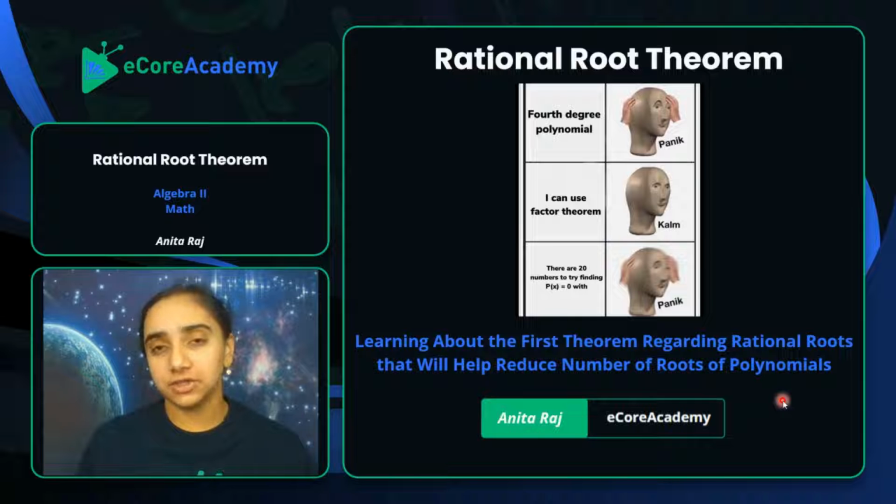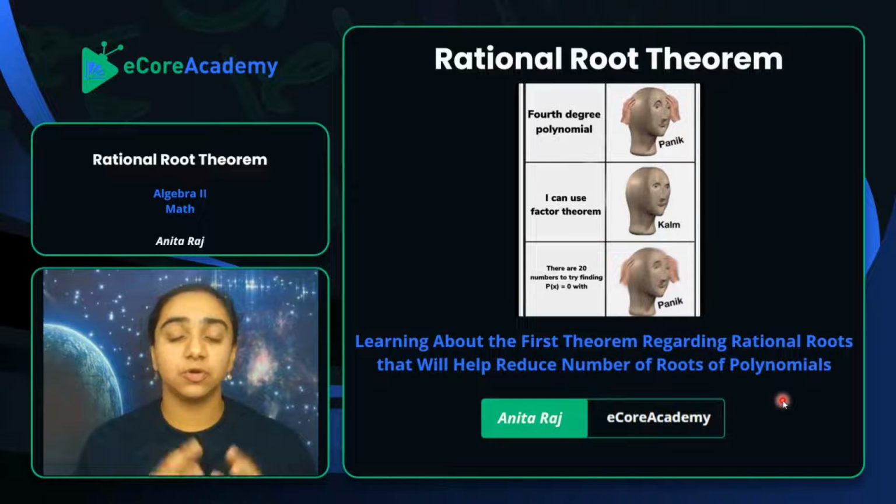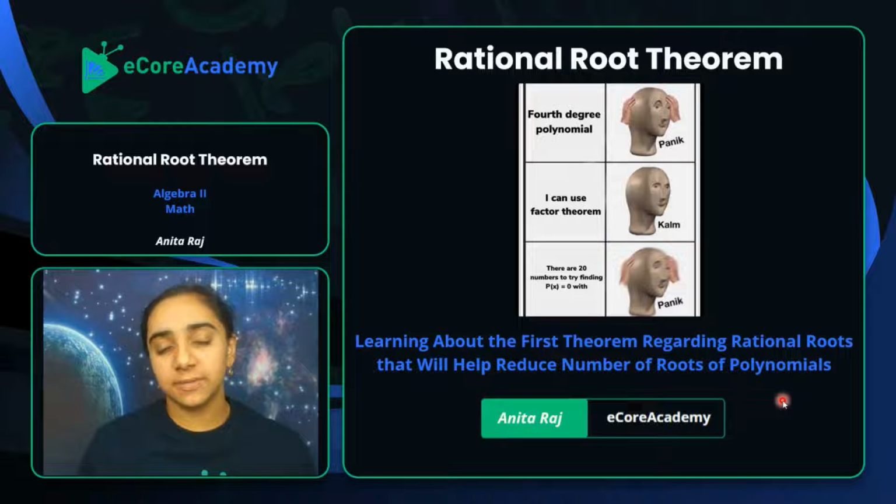We can also use these rational roots to help us find irrational roots. So we are accounting for rational and irrational, so all roots of the polynomial. It just depends on what the problem is asking, and you'll see exactly what I mean.